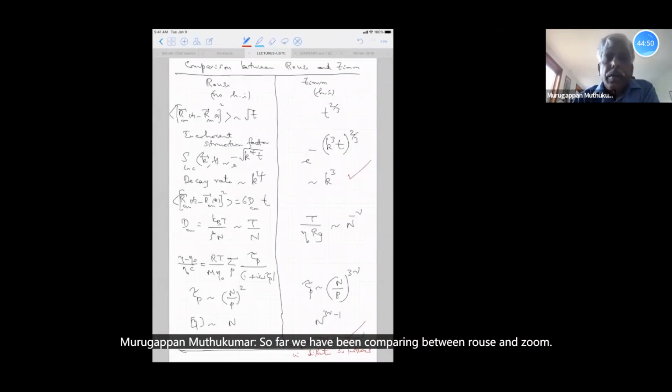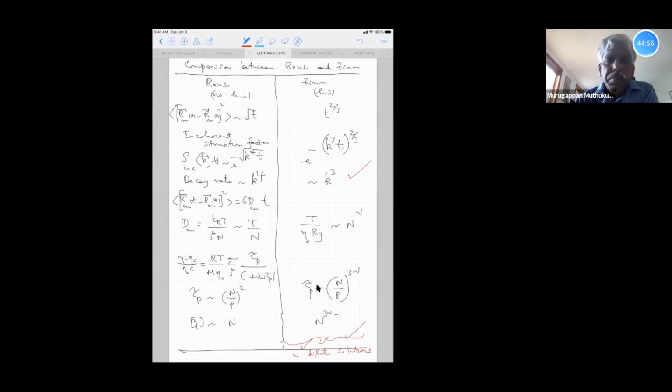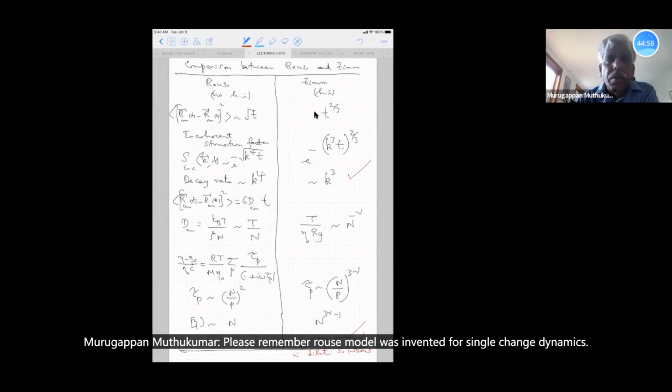So far, we have been comparing between Rouse and Zimm. Please remember, the Rouse model was invented for single chain dynamics. And what we have shown here is that it is not applicable in dilute solutions because it gives all wrong predictions.